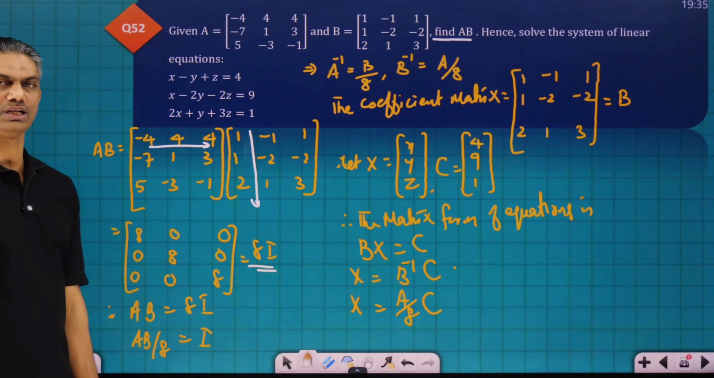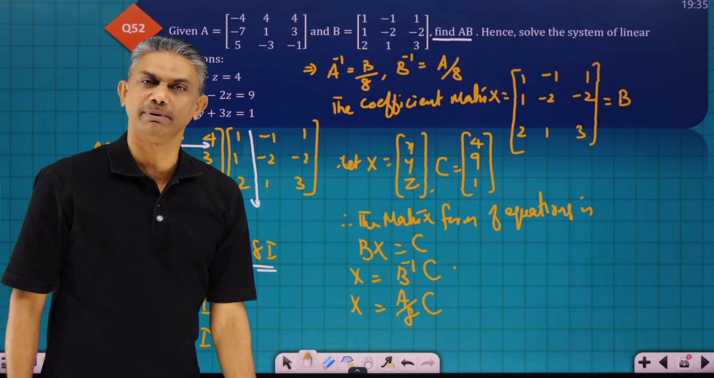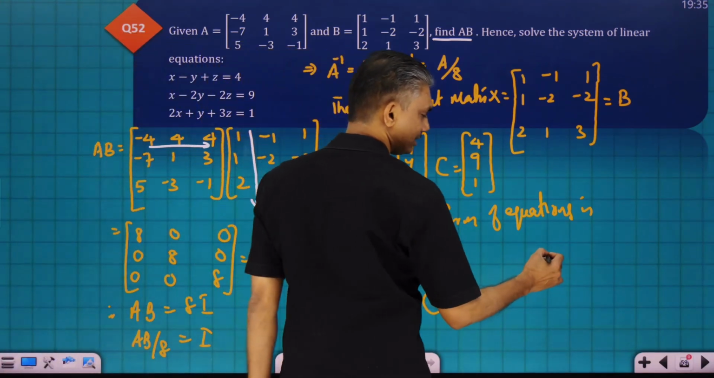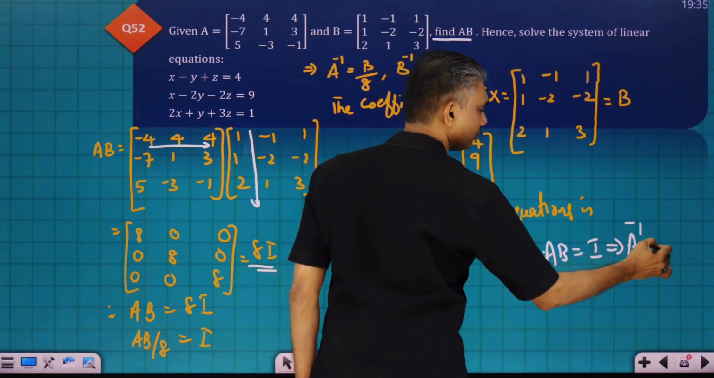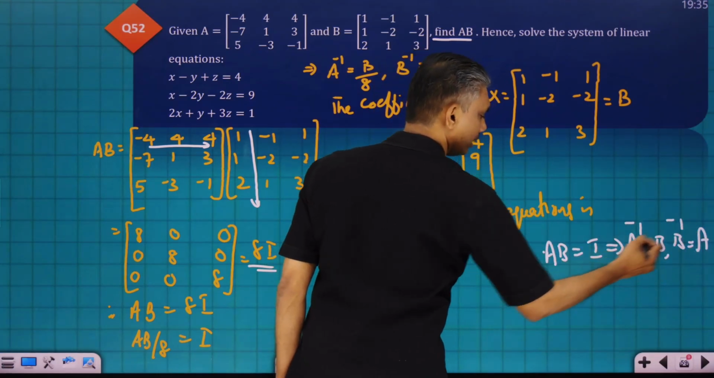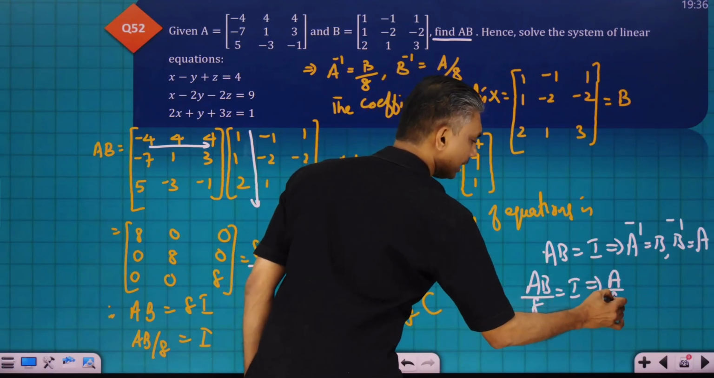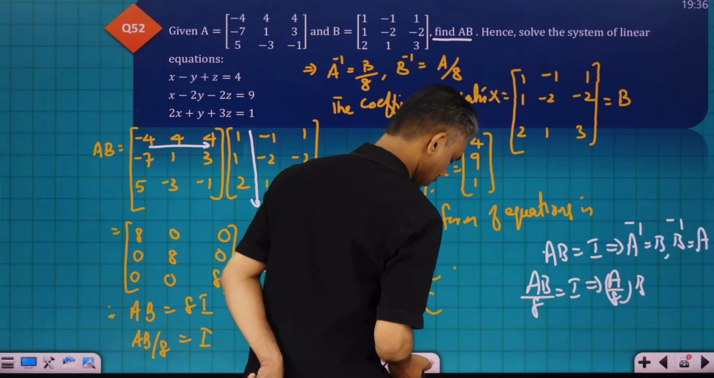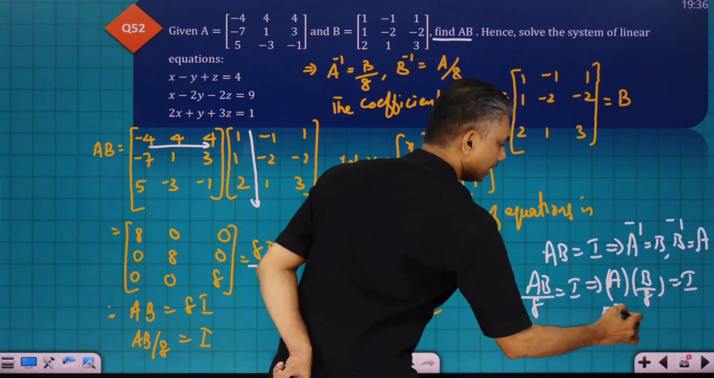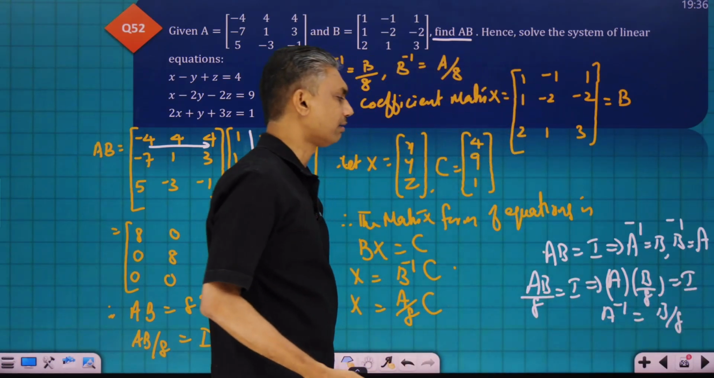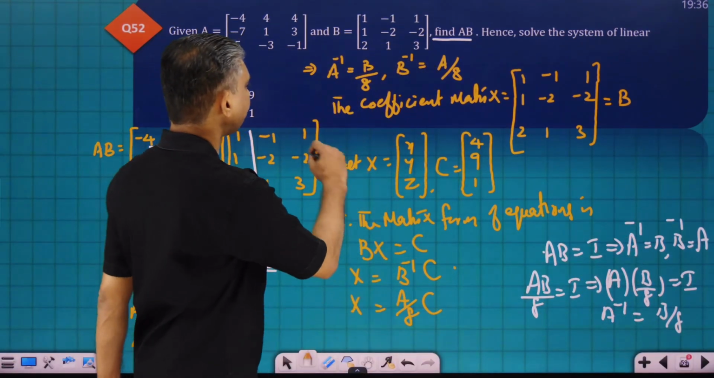Therefore, A into B by 8 is equal to I. So A inverse is equal to what? B by 8 and B inverse is equal to A by 8. We already studied this one many times. See, A into B is equal to I implies A inverse is equal to B, B inverse is equal to A. So, AB by 8 is equal to I implies A into B by 8 is equal to I implies A inverse is equal to B by 8. Similarly, you can write A by 8 into B is equal to I. So, B inverse is equal to what? A by 8. So, it's easy.